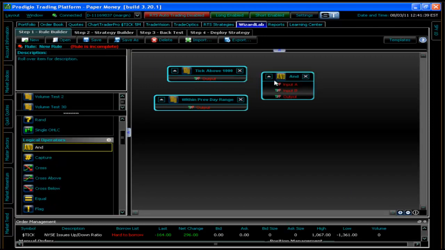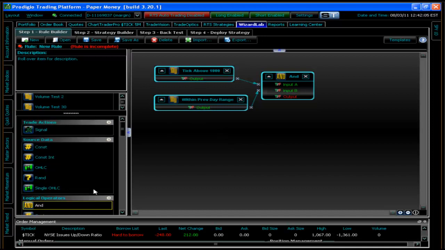I'm using an AND operator. And what that says is these two rules are going to be firing signals. One, when it triggers, when the tick crosses above 1,000, and number two, I'm going to get a steady stream of signals as long as this filter is true. So the way you think of this is this rule within previous day range.